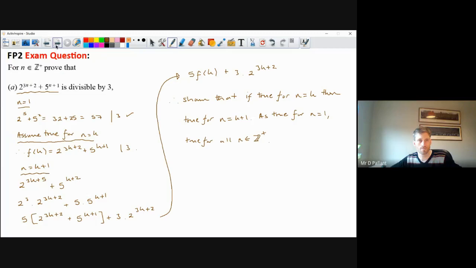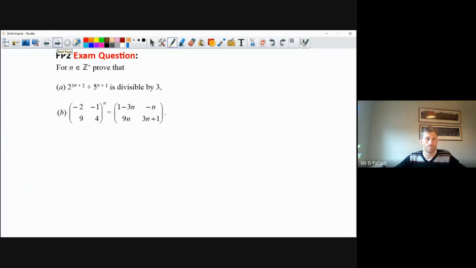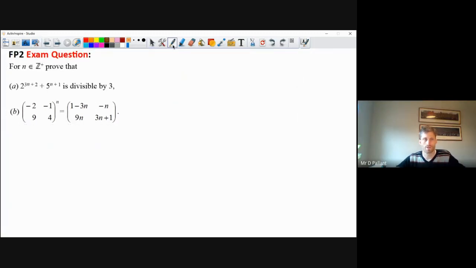Okay, and the third one, let me just tidy this up a little bit. No, I can't do that. Let's move over there. So I've got a matrix one here. Let's do the same process, n equals 1. The left-hand side is just -2, 9, -1, 4. The right-hand side is 1, -3, -1, 9, and 3 plus 1, which is -2, -1, 9, and 4. So therefore it's the same. Good.